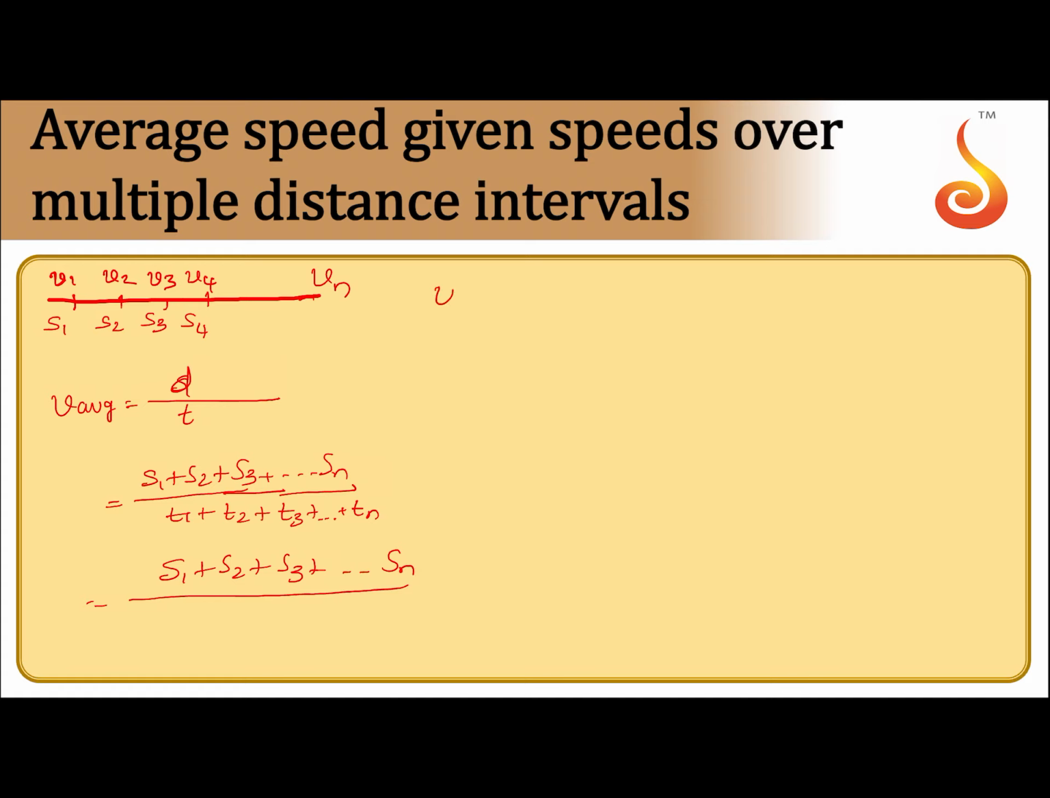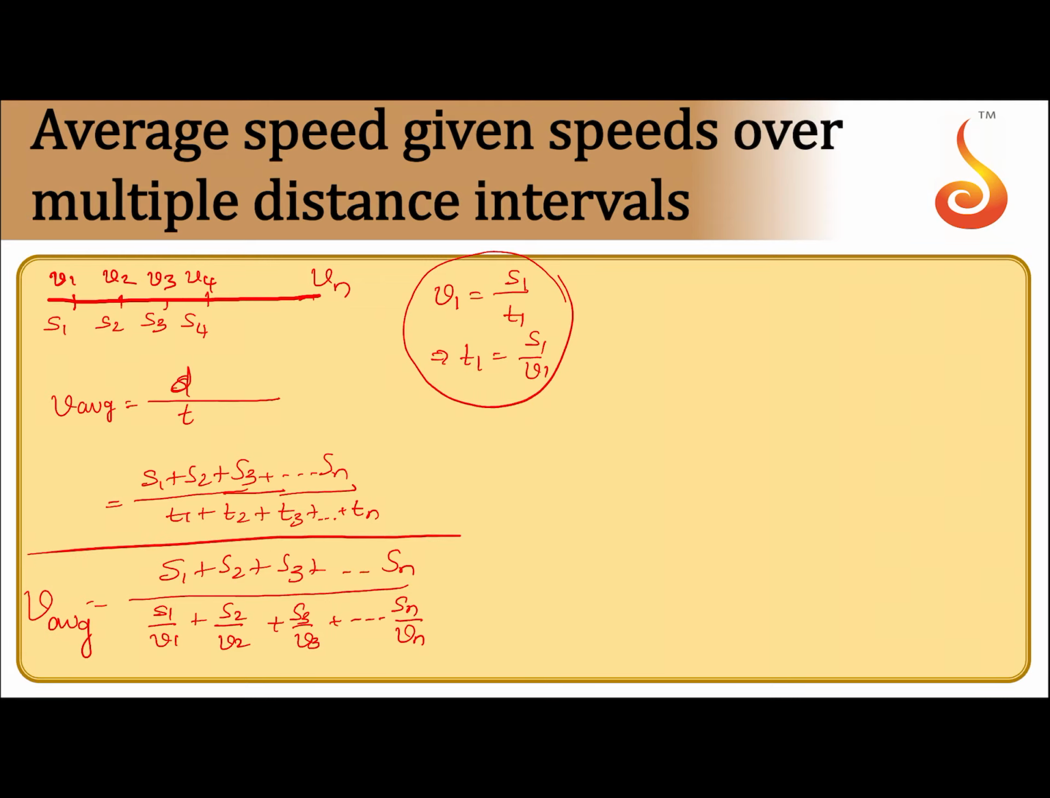It is easy. For example, V1 is equal to S1 by T1, that gives us T1 is equal to S1 divided by V1. Likewise, we can get T2, T3, T4 etc. That gives us S1 divided by V1 plus S2 divided by V2 plus S3 divided by V3 etc., up to the nth term. So, this is the average speed over multiple displacement or distance intervals.